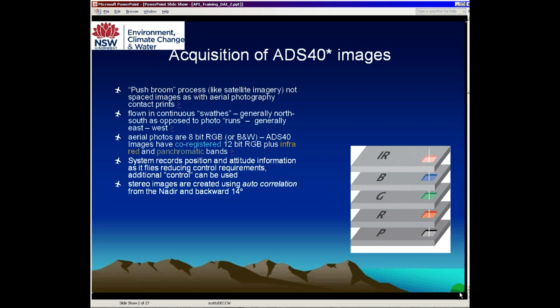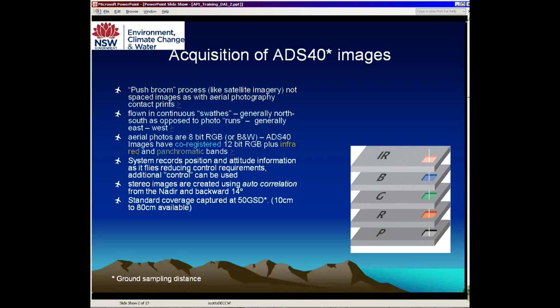As I said, the stereo images are created using autocorrelation from the nadir and backward 14 degree sensors on the unit. Autocorrelation is basically a process where, from 2 points in space, an individual pixel can be aligned in both its X, Y and Z coordinate locations to place it in space, if the position of the sensor is known accurately.